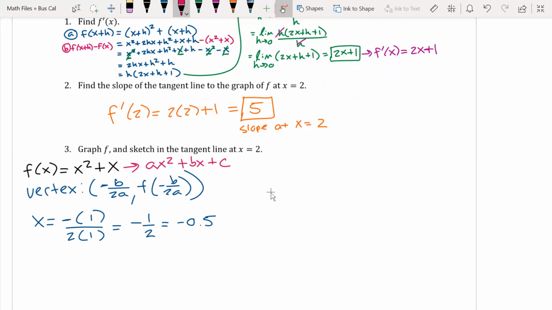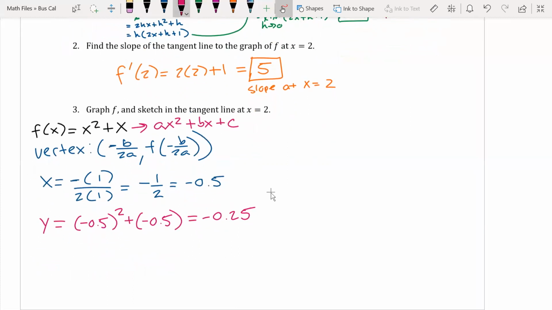And then to find the y value of your vertex, just take negative 0.5 and plug it into the function. So you're going to get negative 0.5 squared plus negative 0.5. And that would be 1/2 squared, which is 1/4. 1/4 plus negative 1/2, I think, gives me negative 0.25. Let's just verify that. Yep, negative 0.25. So this means that our vertex is at the point negative 0.5 and negative 0.25.